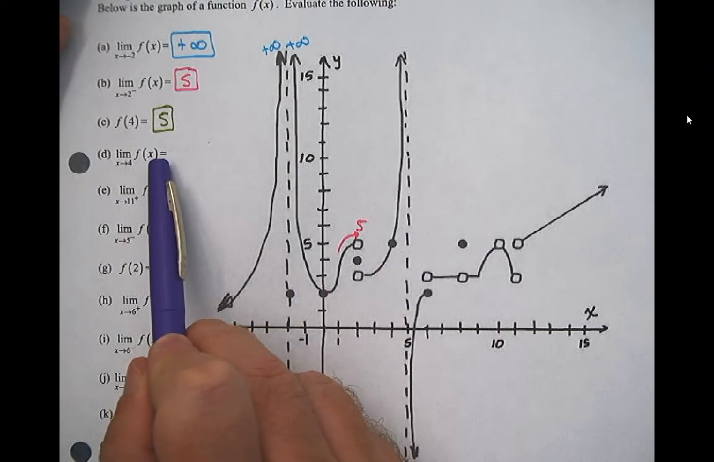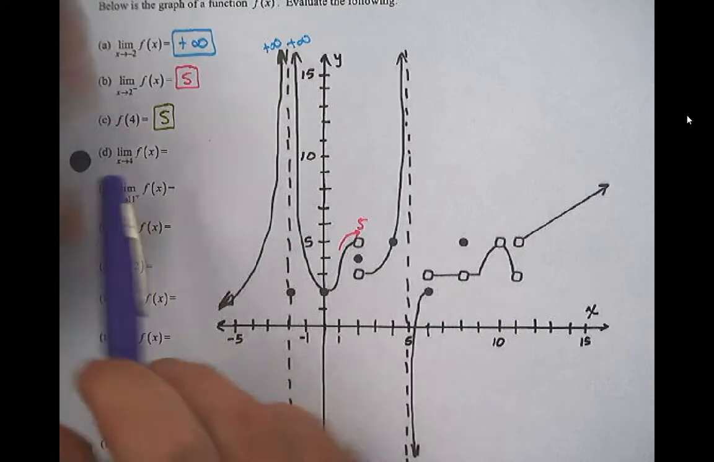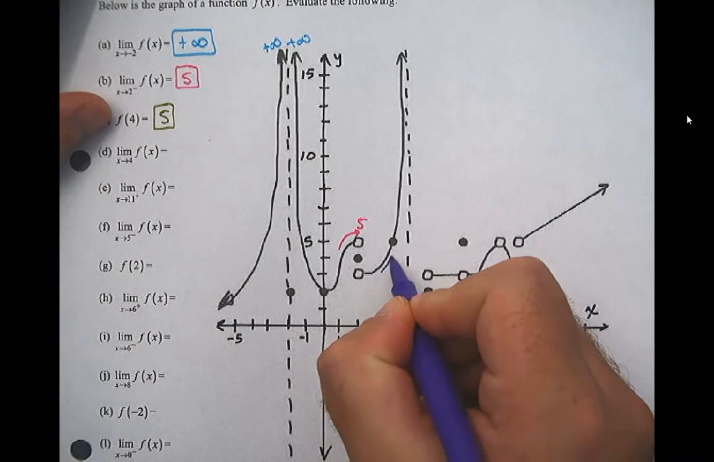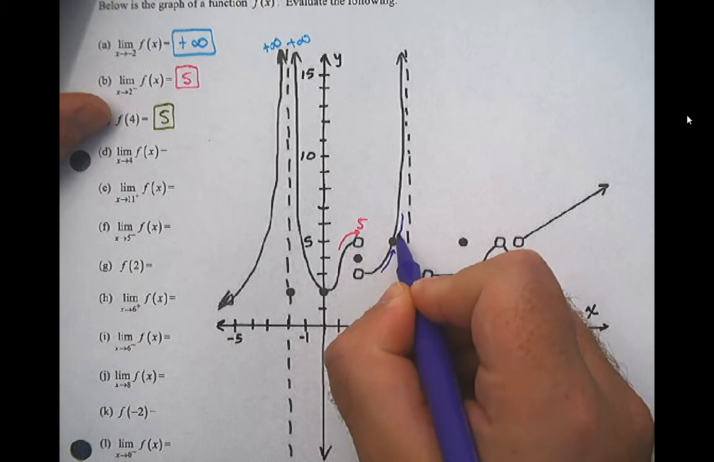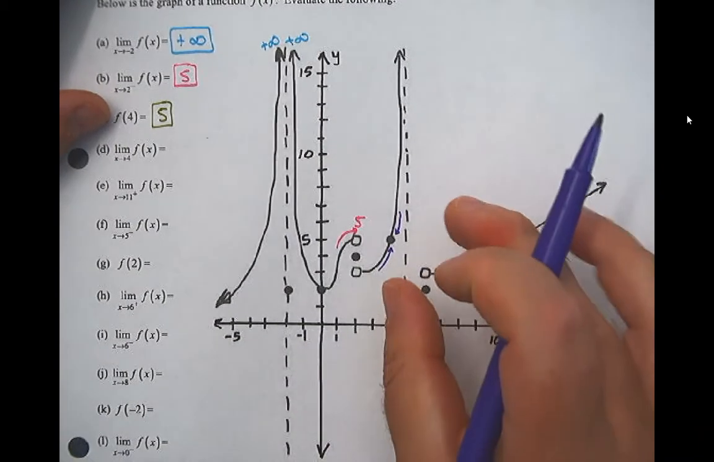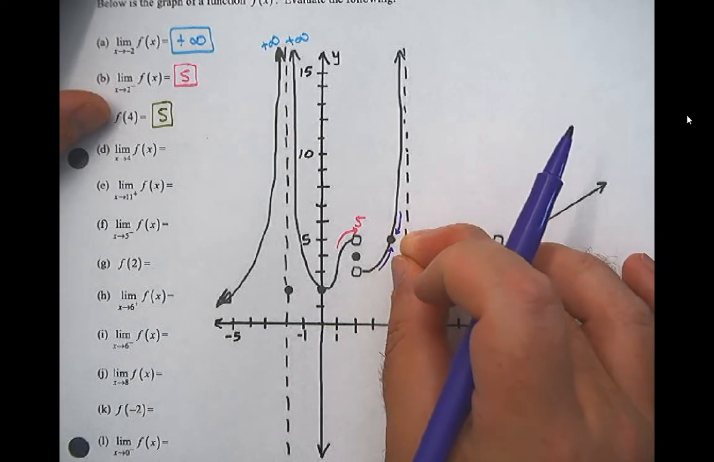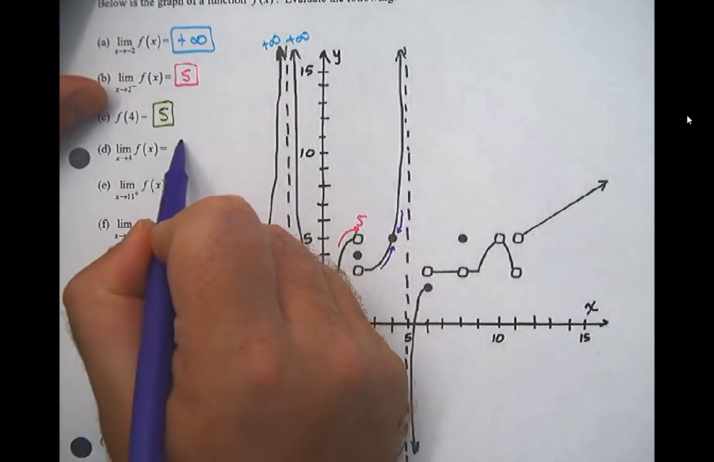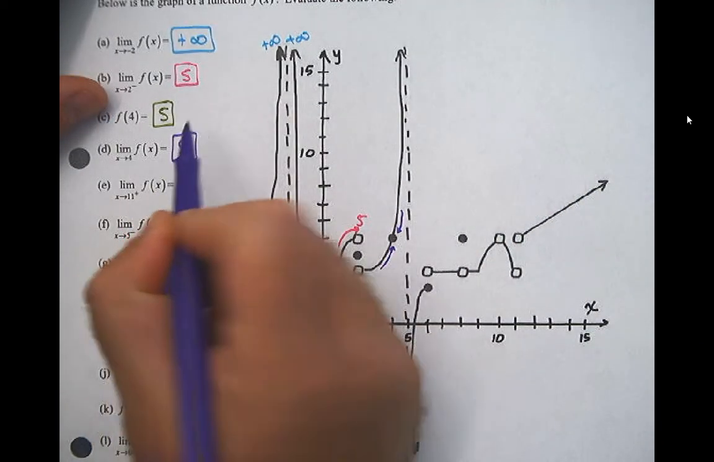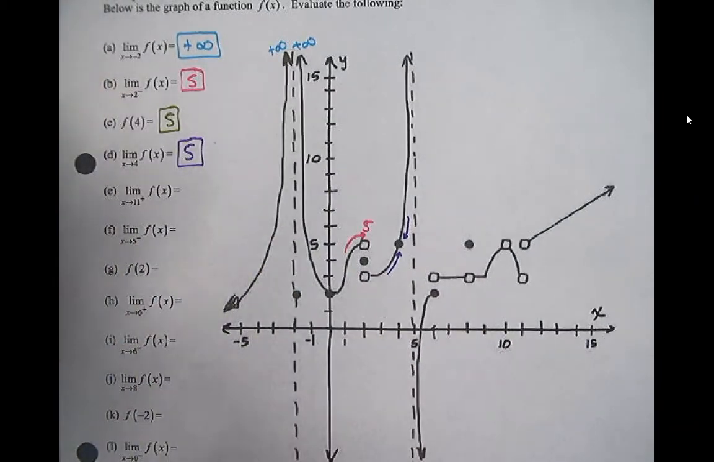What's happening to the limit as x approaches 4? So I'm following this in. I'm following this in. Are both one-sided limits headed to the same place? Yes. Where is that place? 5. So the overall limit would be 5.